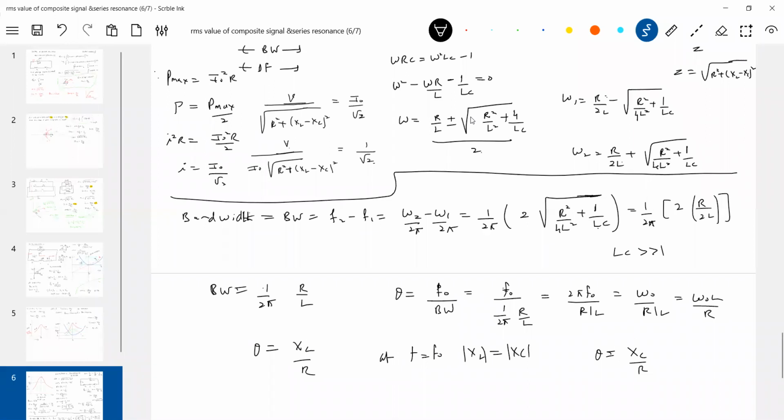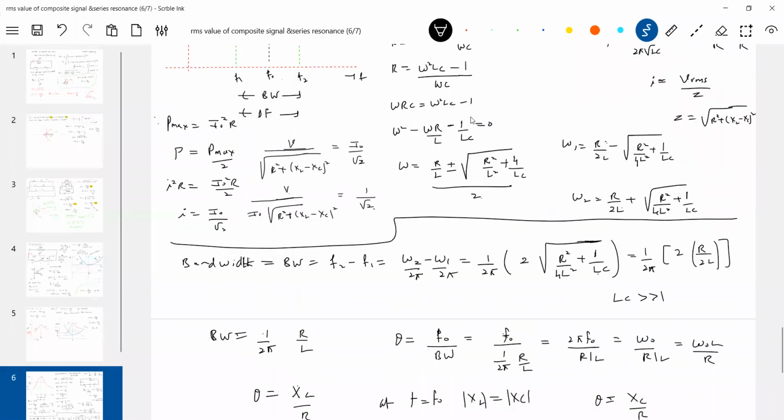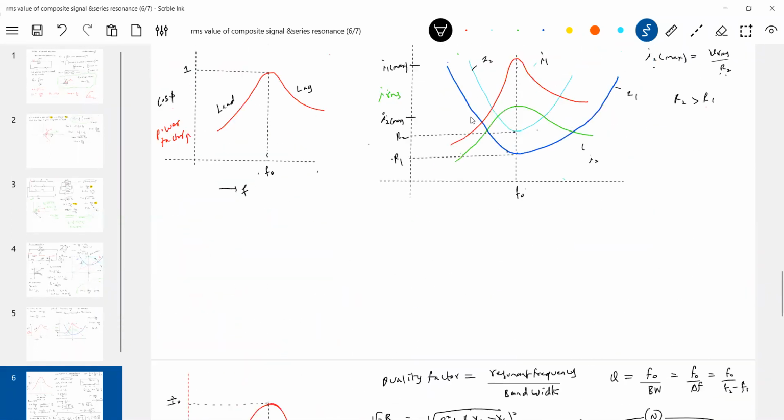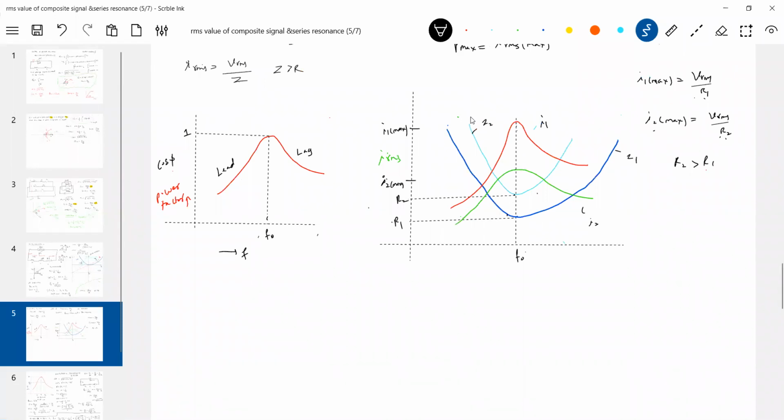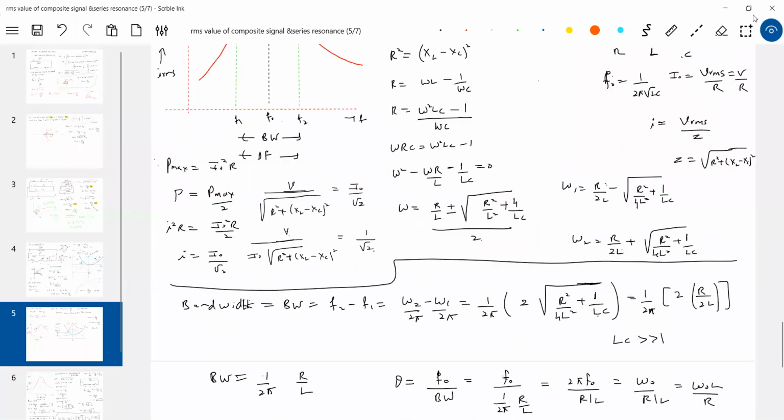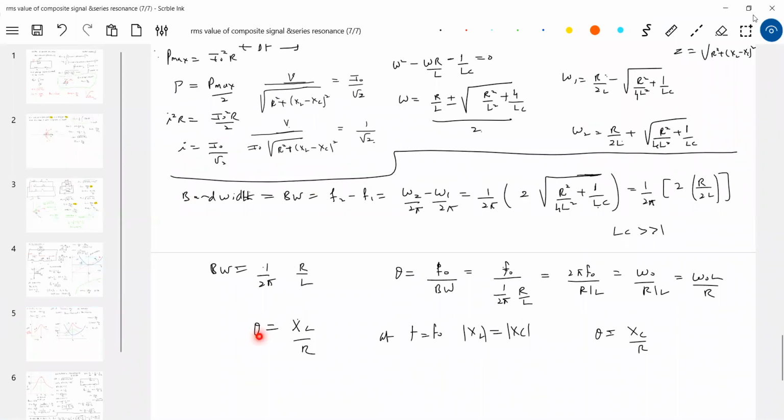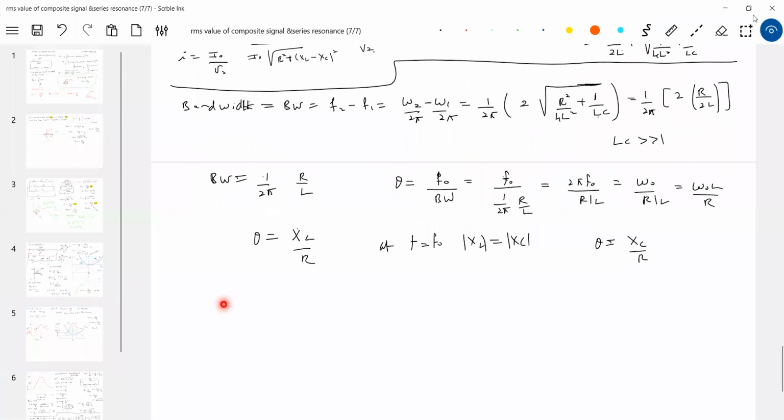So now, how do we increase the sharpness of resonance? Earlier, what we taught is that sharpness of resonance depends on R. I gave a curve: as you increase R, the curve becomes less sharp; as you decrease R, the curve becomes sharper. I can justify the reason from here. You look at the quality factor, it is inversely proportional to resistance. So first of all, sir, what is the quality factor? What do you mean by Q?